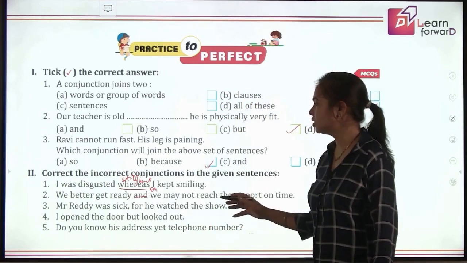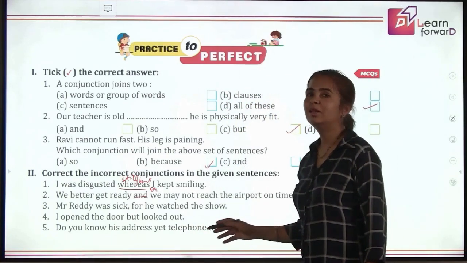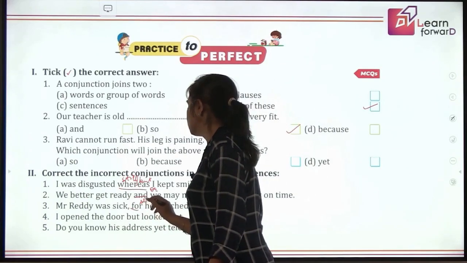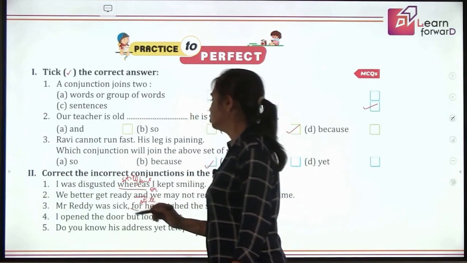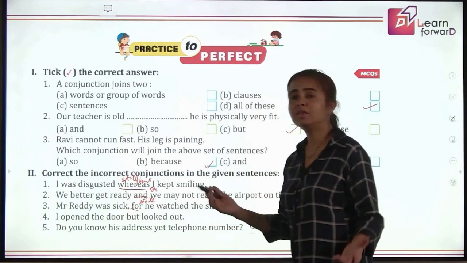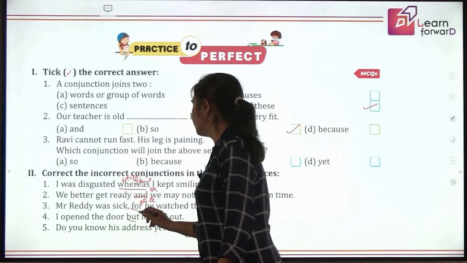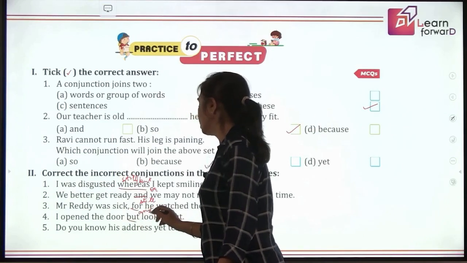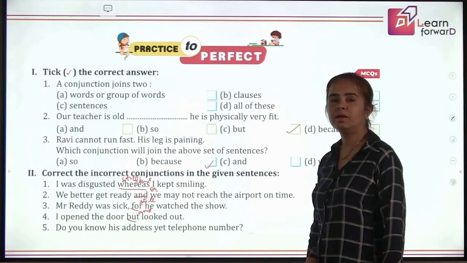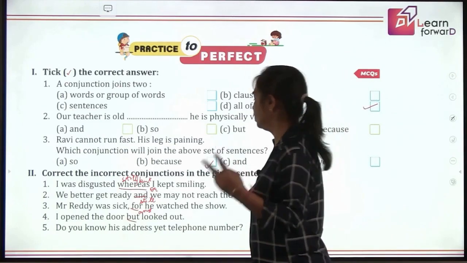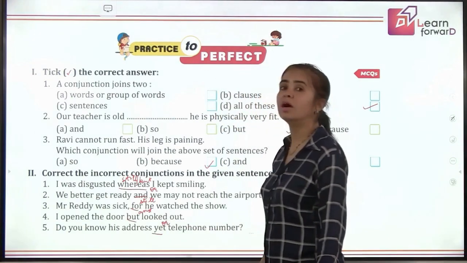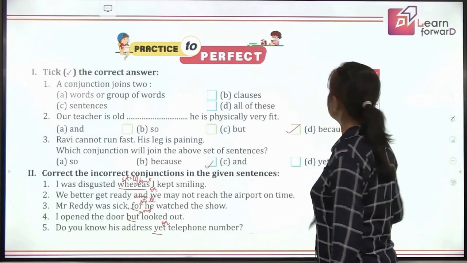Mr. Reddy was sick for he watched the show? No, contrast. So, still he watched the show. Next, I opened the door but looked out. You did both the actions, both are equally important. Yes, and looked out. Next, do you know this address? Yet telephone number? Not yet. So even if you know one of them, I'll be able to contact the person. So a choice is there, right?